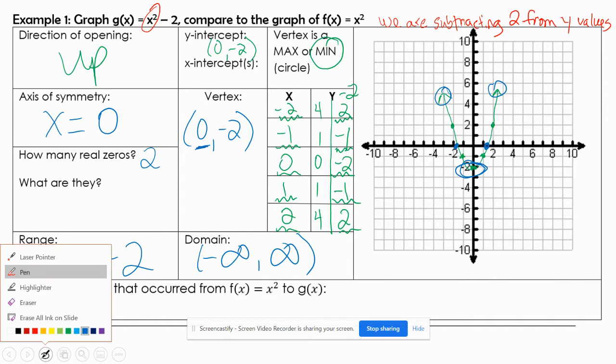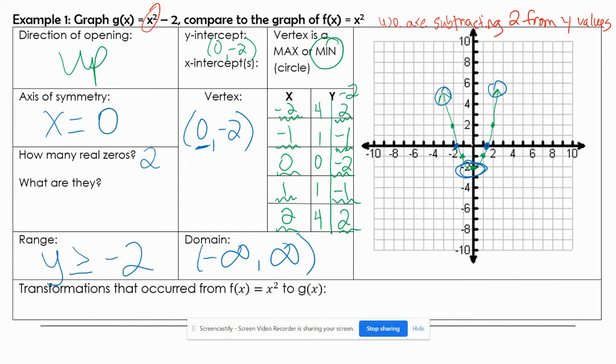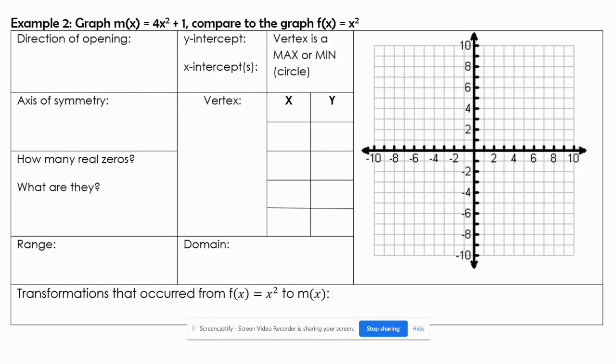Now, if we look back to our parent function, and I'll go ahead and sketch our parent function. You don't need to put this on your paper. I'm just making a quick sketch here that looks like this. So the orange to the green, what happened to our graph? Well, the graph went down 2 units. So the -2 in our equation moved our graph down 2 units. Let's try the next one.